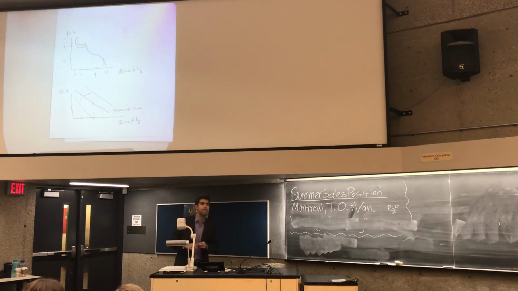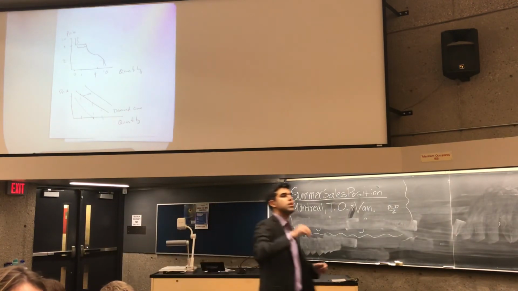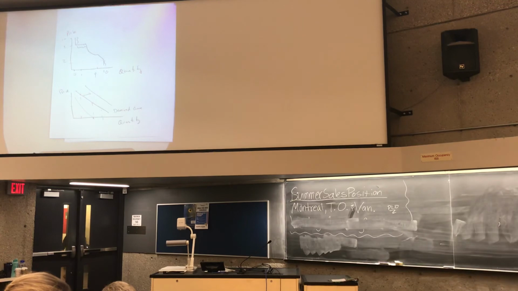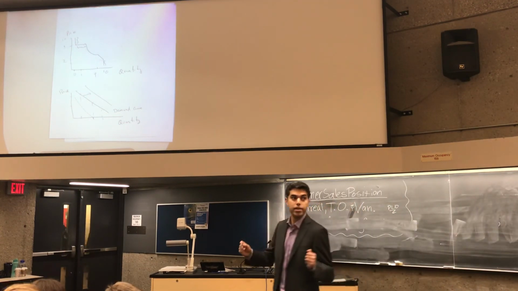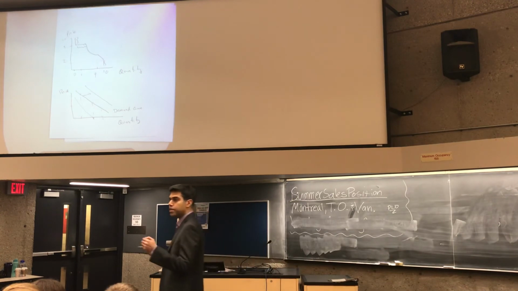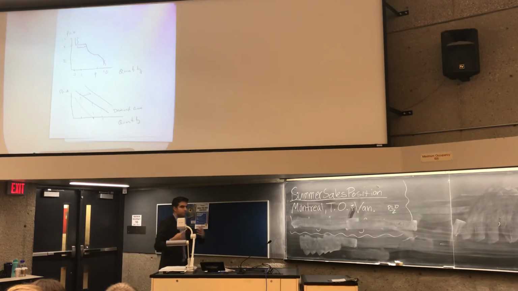So quantity demanded is the amount of goods that buyers are willing to buy, but demand is their own desire. Demand is a function of quantity demanded and price. Quantity demanded is just an output, just somewhere on that graph. And demand changes by your own preferences.